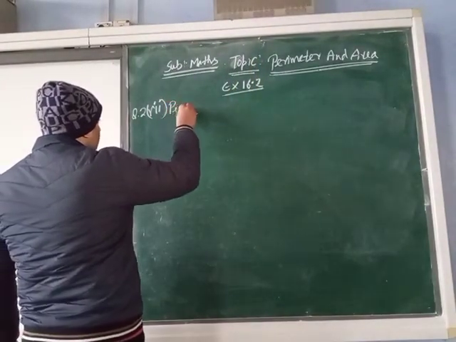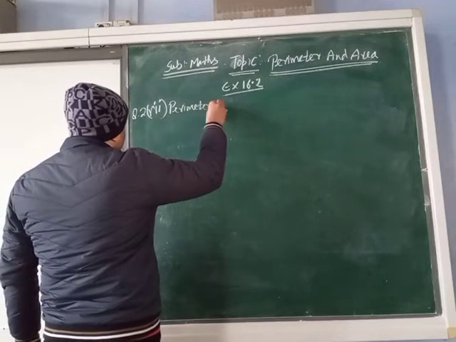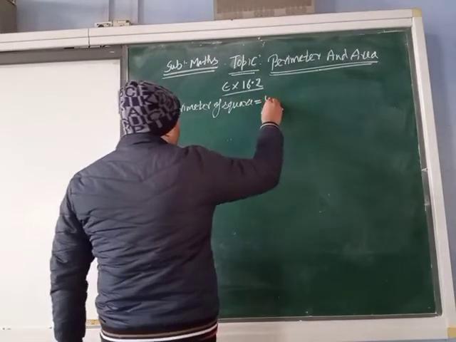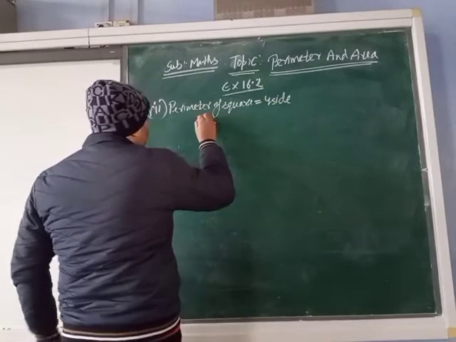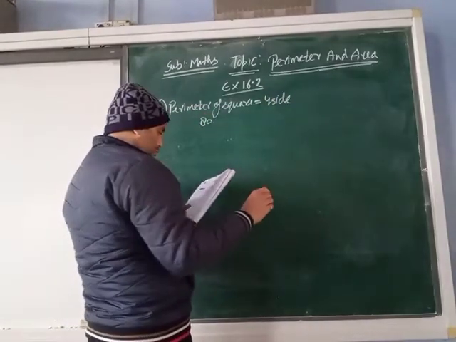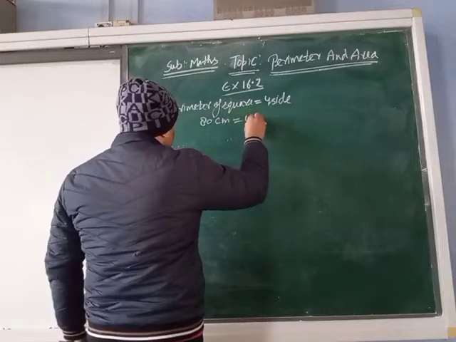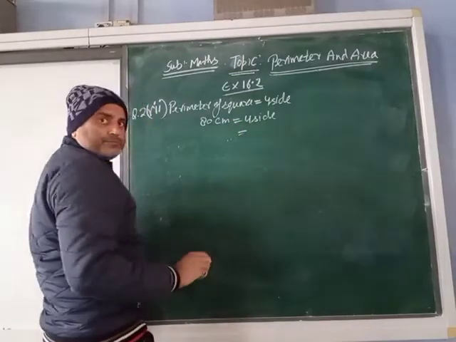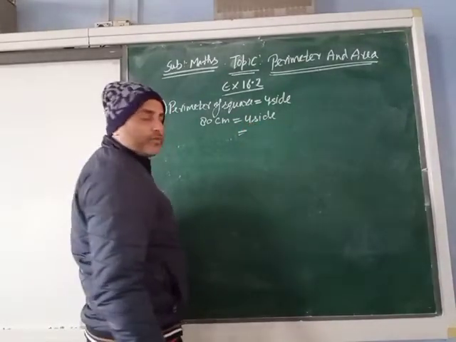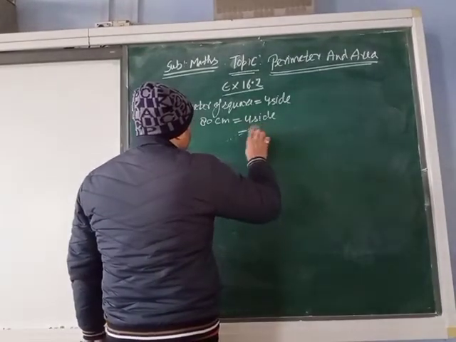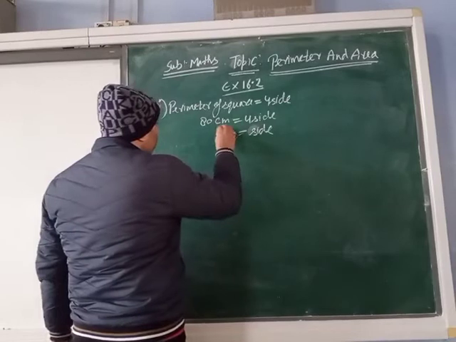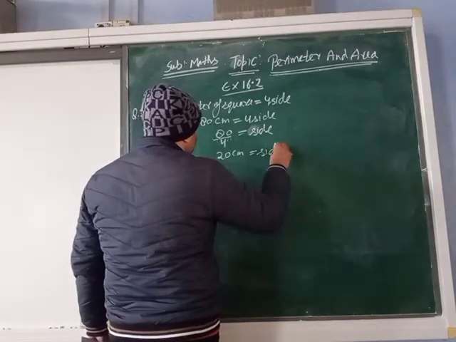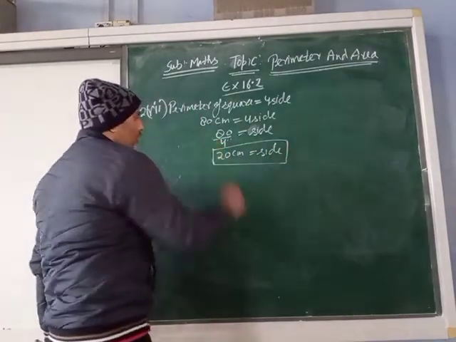Now see, the perimeter of the square is given, that is 80 centimeter. The perimeter of a square is 4 into side, and the perimeter is 80 centimeter. Then side is equal to 80 by 4. So we know the side of the square is 20 centimeter.